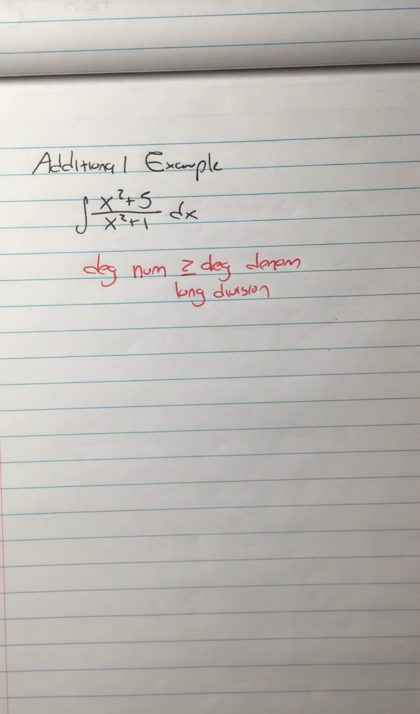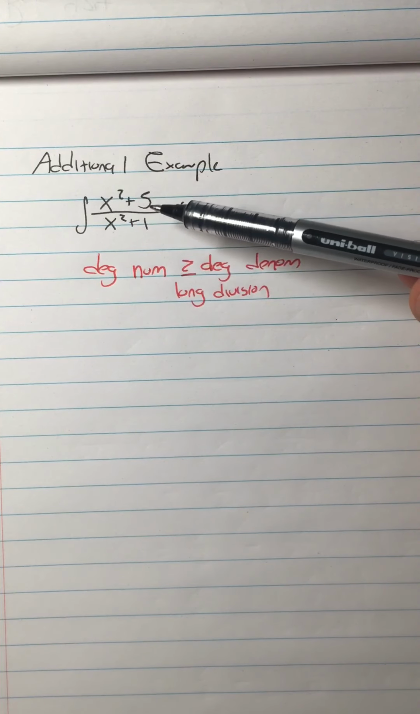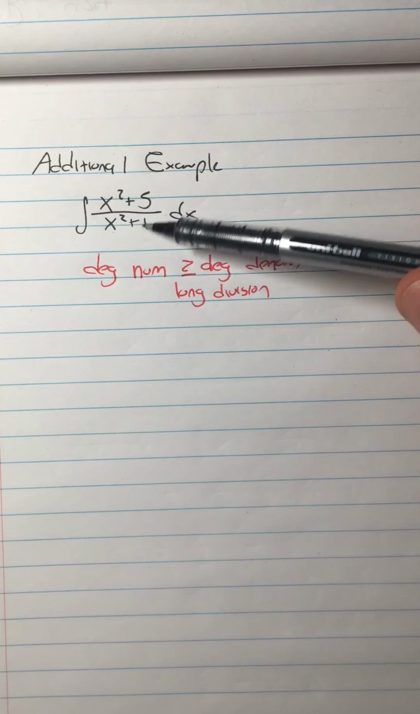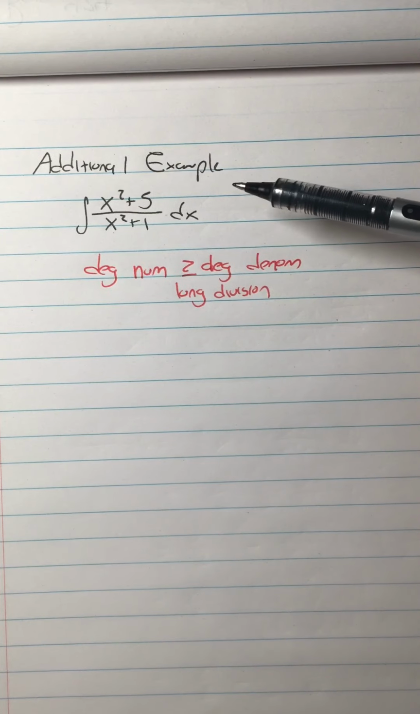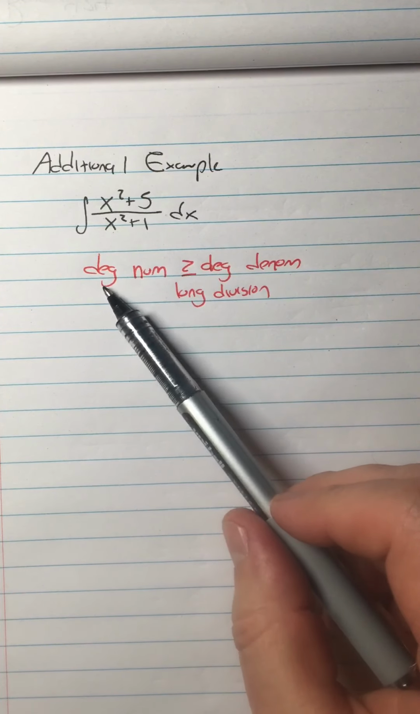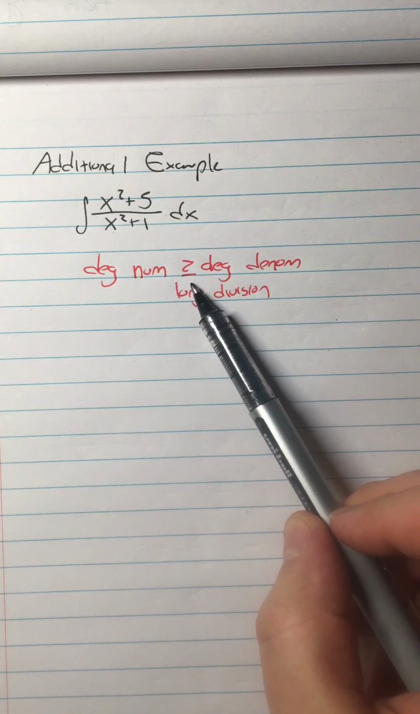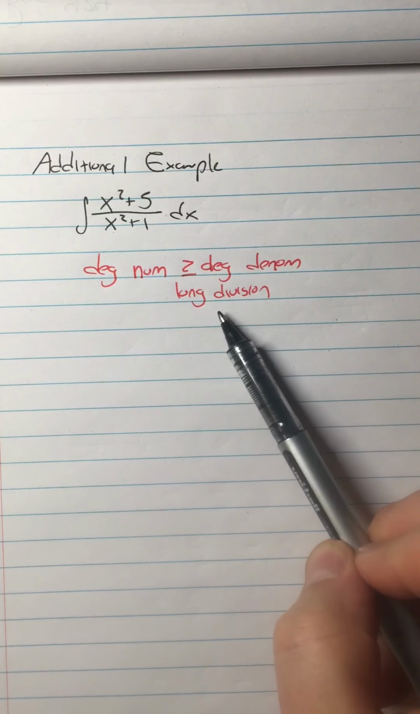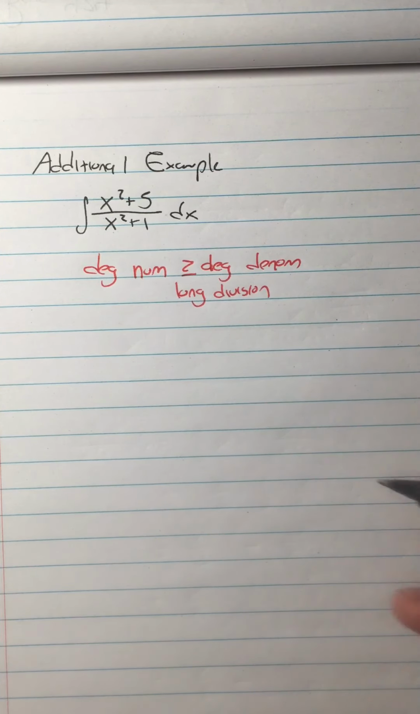All right, so yeah, I just thought of that example, and I think it's interesting because they don't give you enough examples of where the degrees are equal. Looking at this, it's not obvious that you should do long division. But the idea is if the degree of the numerator is greater than or equal to the degree of the denominator, then long division is going to be your method of choice here.